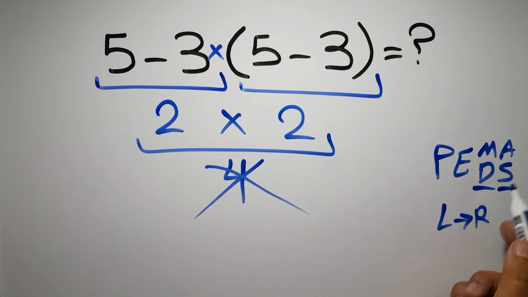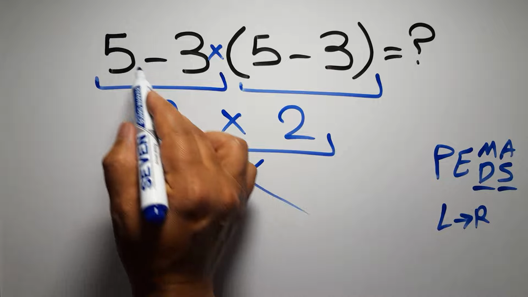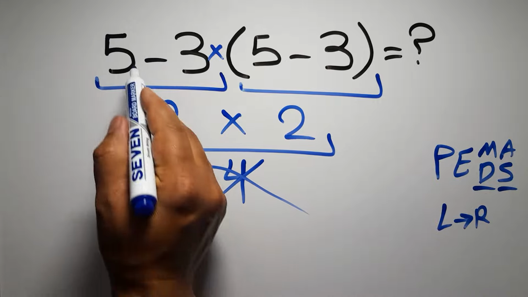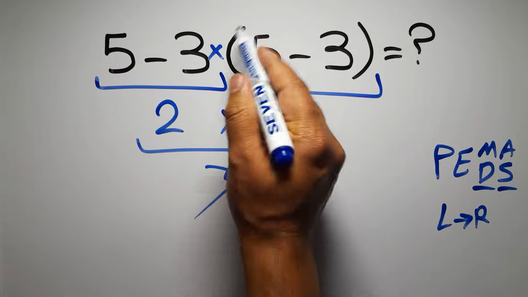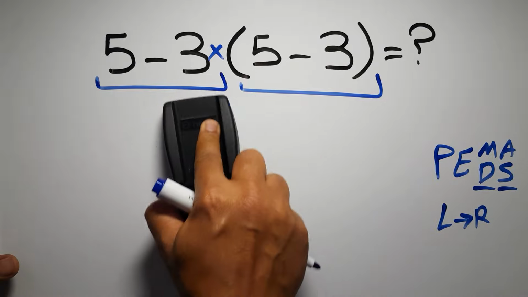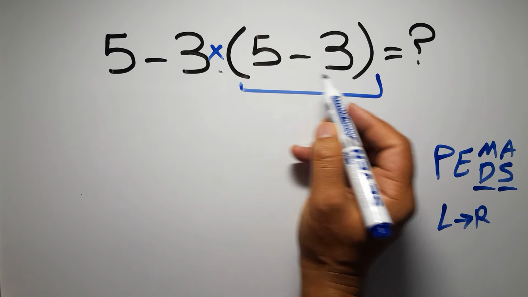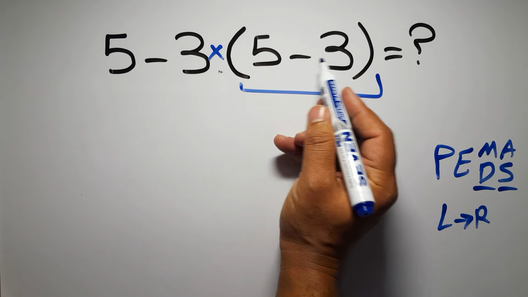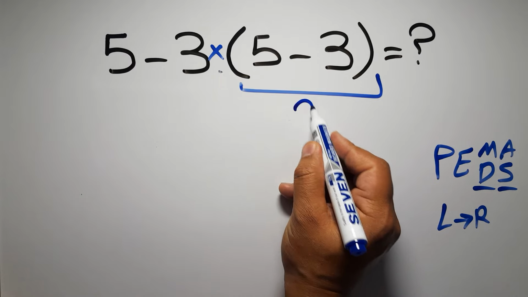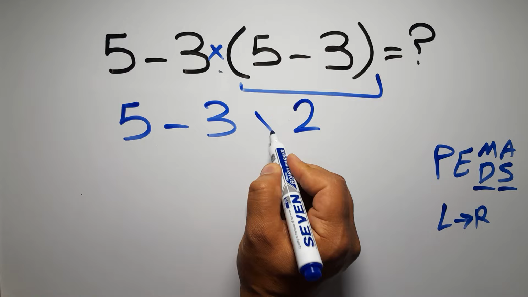Okay, so according to the PEMDAS, first we have to do this parenthesis, then this multiplication, and finally this subtraction. If we do this subtraction before this multiplication or this parenthesis, it is wrong. So first this parenthesis. Inside this parenthesis we have 5 minus 3 is equal to 2. So 5 minus 3 times 2.